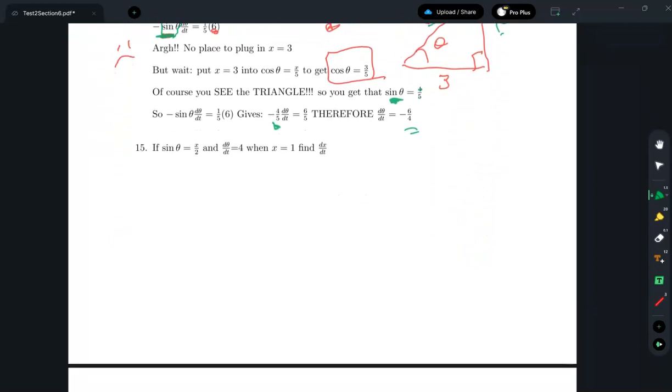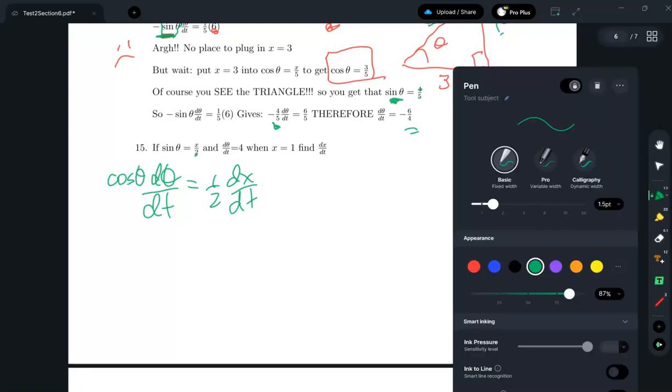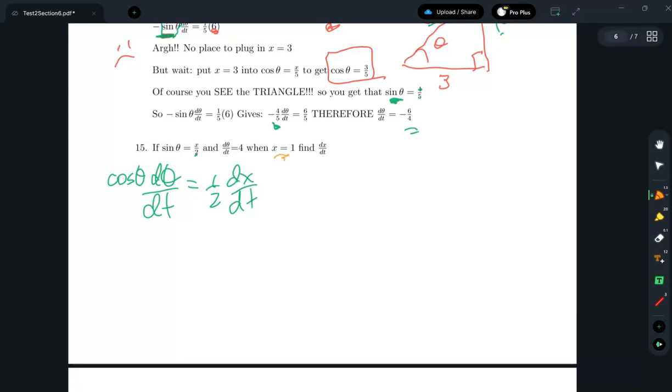So if I take the derivative, I get a cosine of theta times d theta over dt. And you see that this is just the number 1/2 times x, so 1/2 times dx over dt. Okay, so let's see what I've got to plug in. Plugging in x equal 1, I don't know where that's going to go. d theta over dt is 4. So I'm just going to carry this along and this along. Okay, so there's not much to plug in, right? So I'm going to use my when information and plug it into here.